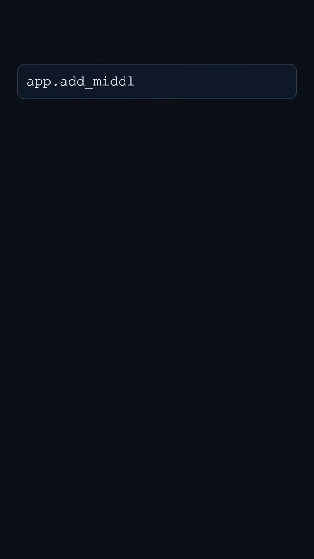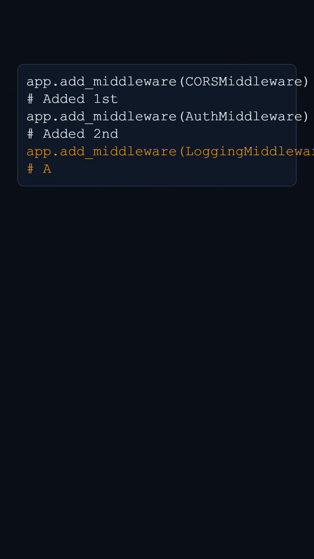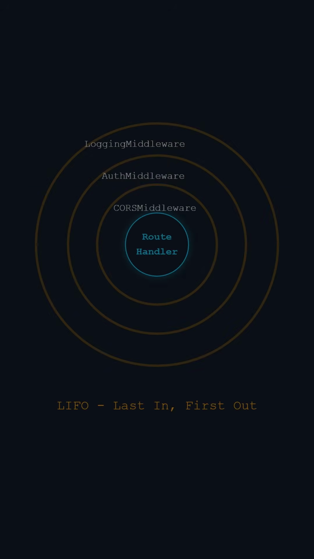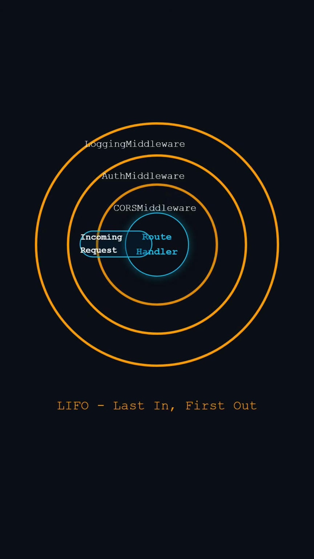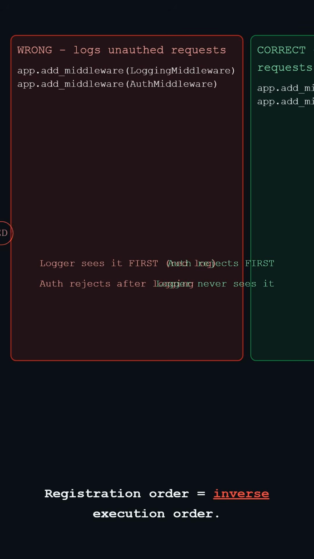Last registered middleware is the outermost wrapper. It intercepts the request first. This is called LIFO. Last in, first out. And it is how almost every middleware stack in every framework works. Django, Express, Flask. They use the same principle.